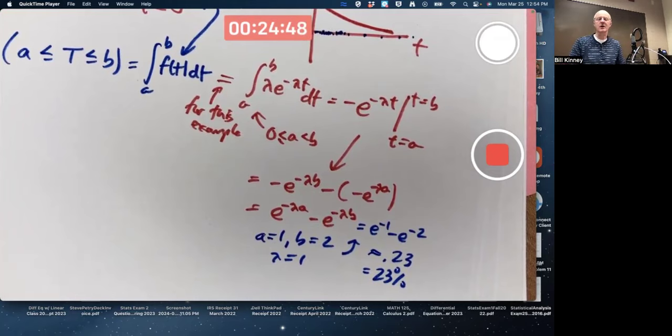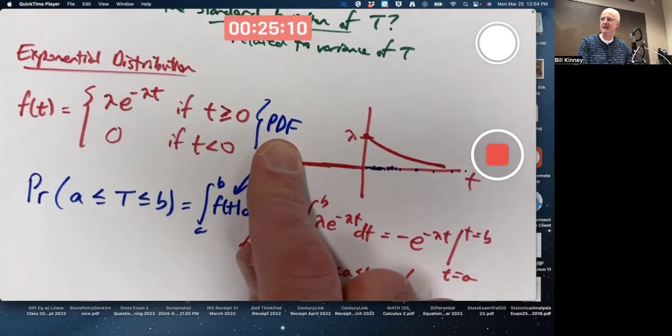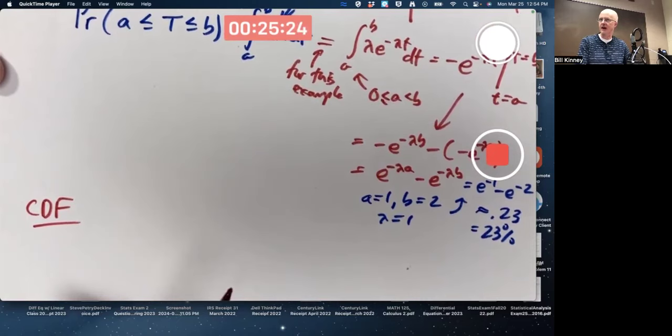We also know that from the PDF, we can figure out the CDF. PDF, you want to write it down, stands for, again, probability density function. CDF stands for cumulative distribution function. The book just calls it a distribution function, which is fine. It's a cumulative distribution function as well. It's keeping track of accumulated probabilities, you might say. Capital F of t.